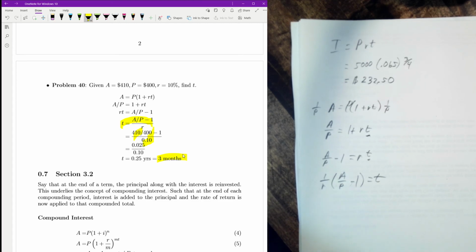In addition to these problems, when you're looking through this for homework, I would highly recommend looking at example number 6 in the book. That's on page 131. That'll help you with 1 or 2 of the homework problems.